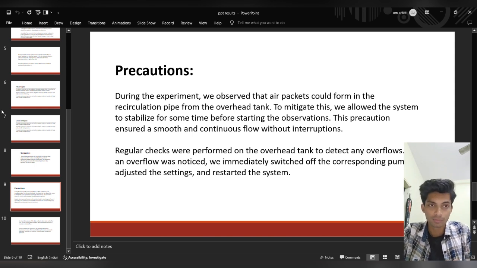So, by following these precautions, we were able to minimize errors and obtain consistent and reliable results. It also highlighted the importance of system maintenance and monitoring during experiments.